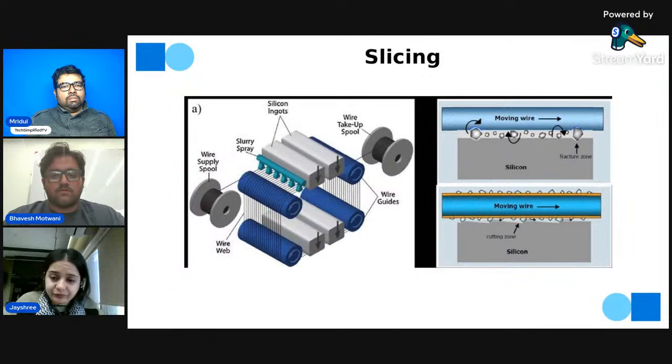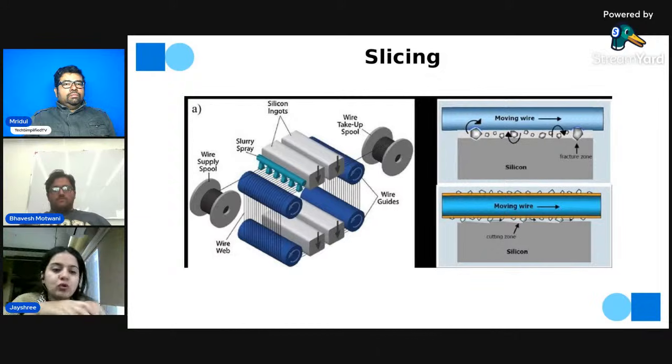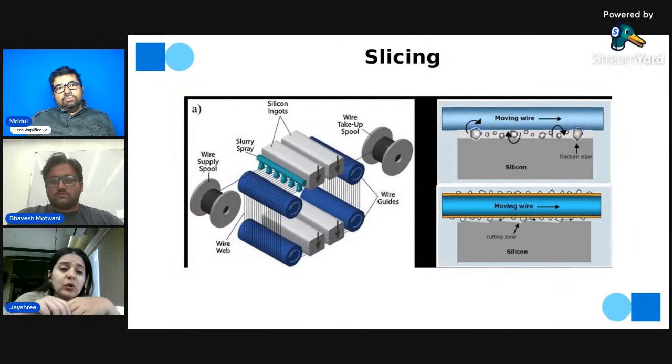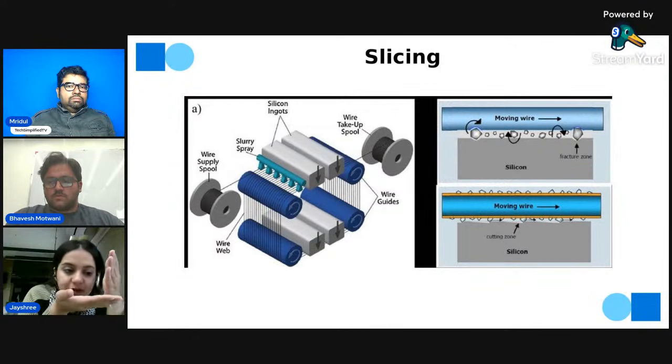And then, what is wafer slicing? After the grinding is done, the ingot is ready for slicing. Firstly, we need to consider the surface orientation, thickness, taper and the bow. The thickness of the wafer is fixed by the slicing, depending on how much wafer thickness we are supposed to get.